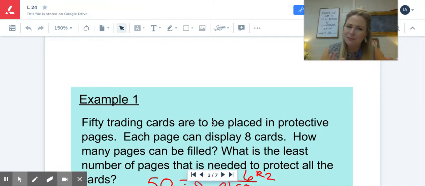So take a look at this problem. 50 trading cards are to be placed in protective pages. Each page can display 8 cards. How many pages can be filled? What's the least number of pages that are needed to protect all of the cards? Please pause this video and give it a try and unpause when you're ready for me to talk through the solution.